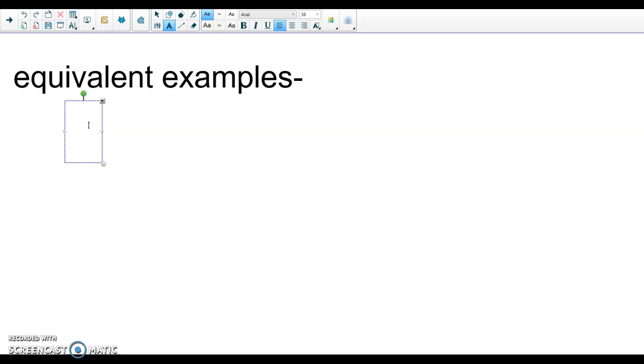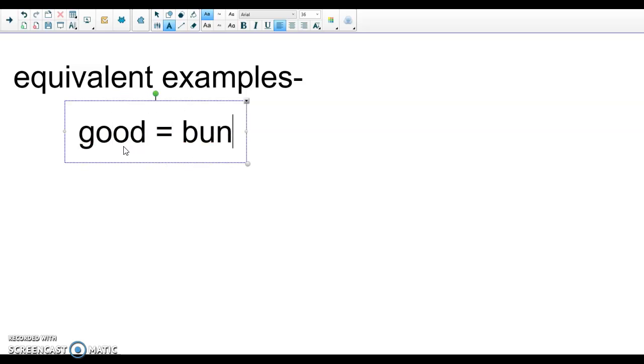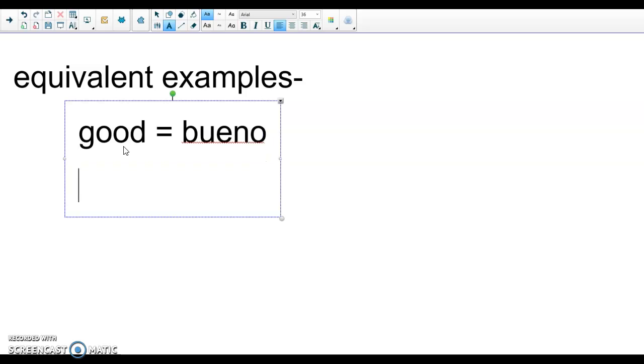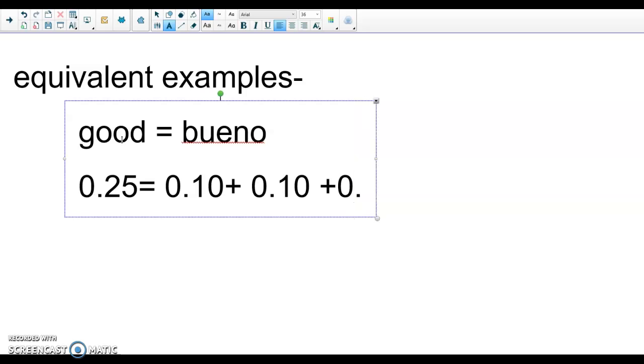So sometimes people say languages could be equivalent. So if you're going to say good in English, it means the same thing as bueno in Spanish. All right, so another good example of equivalent would be a quarter. 1/4 is the same thing as 2 dimes and 1 nickel put together, right? So those are equivalent. These things are the same. They look different, but they are the same value. So if you look at the word good and bueno, they mean the same thing. 25 cents is the same thing as having 2 dimes and a nickel.